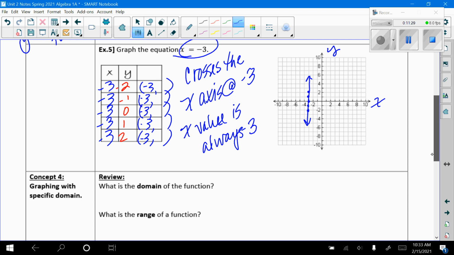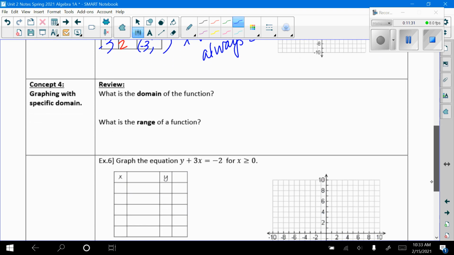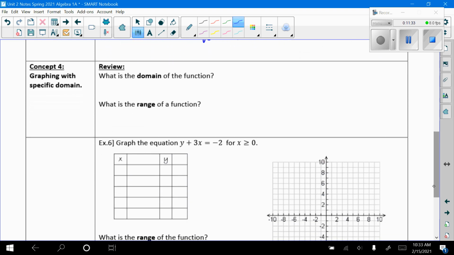All right, then we get to concept 4, talking about our domain and the range of the function, kind of a refresher from that first day. Domain are your x values and range are your y values. So x values, and then this is the y values. Remember, once each and from least to greatest.